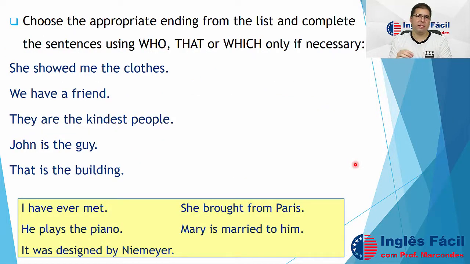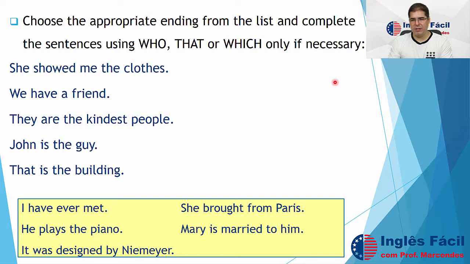Now let's do a different exercise, okay? Let us choose the appropriate ending from the list and complete the sentences using who, that, or which, but only if necessary. So what does that mean? It means that if it's possible to leave who, that, or which out of the sentence, we are going to do that, okay? If possible, we are not going to use who, that, or which, okay? Of course, it's always possible to use them, but I want to practice when we can leave them out, okay?